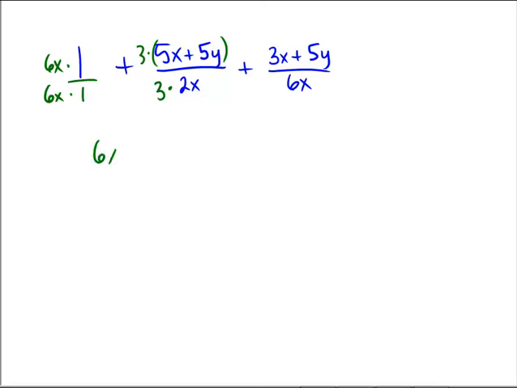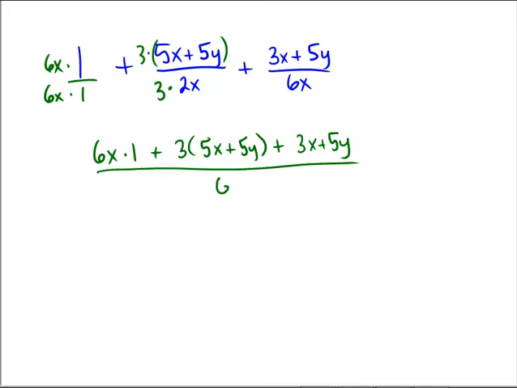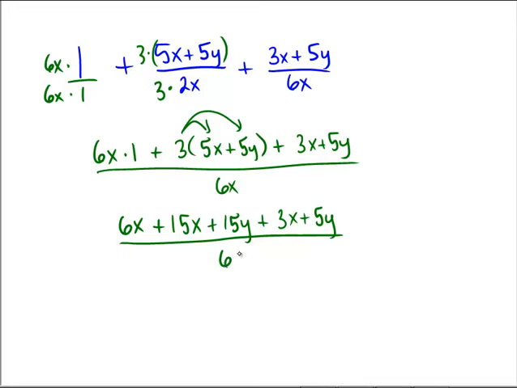Now, 6x multiplied by 1 plus 3 times 5x plus 5y plus, conveniently, we don't need to worry about any extra number there, so we just get 3x plus 5y. And that's all over our denominator of 6x. So now, a little bit of distributive property again. 6x times 1 doesn't need distributive property, but that's 6x. 3 times 5x would be 15x. 3 times 5y would be 15y. Plus 3x plus 5y, and that's all over 6x.